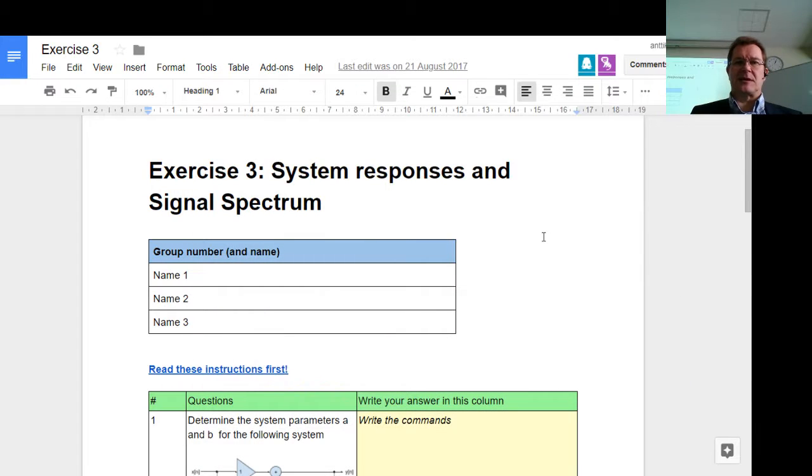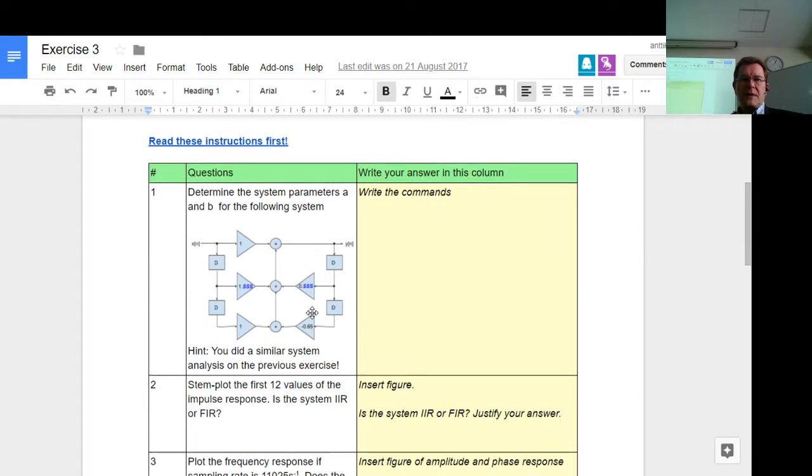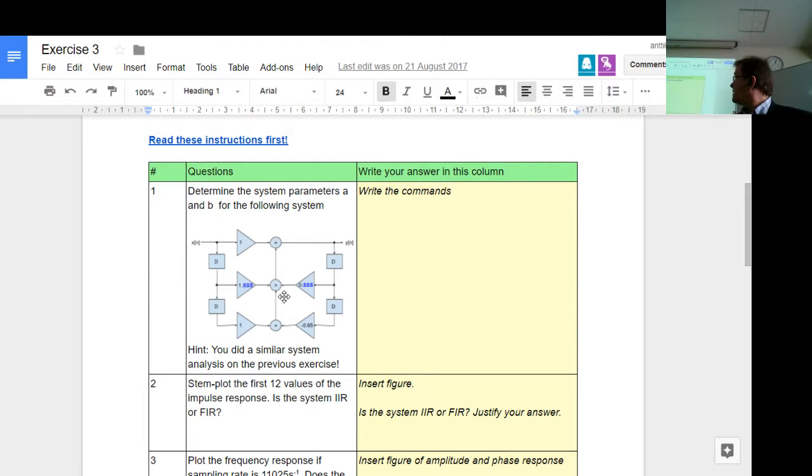So let's start the exercise 3 tutorial. This exercise is about system responses and also the signal spectrum. The first one, you will have this kind of system, which is quite similar to what you already analyzed on the second exercise.